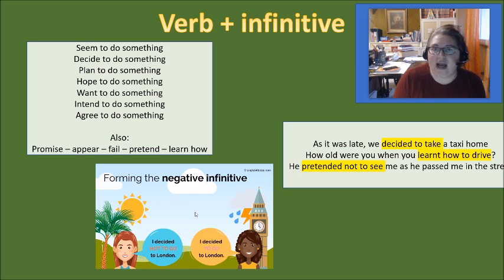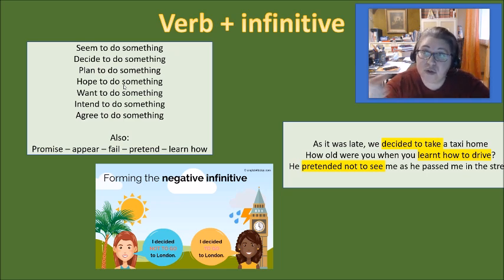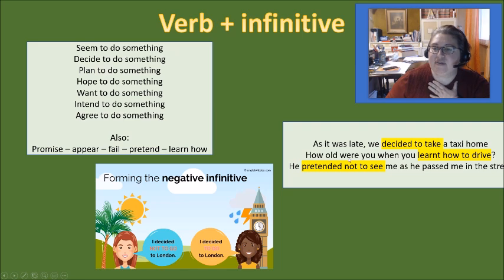And now let's have a look at the infinitive with to. Here are the most important. For example, seem to do something, decide to do something, plan or hope or want. We have already seen it. Want, I want you to do something. Intend to do something or agree to do something. Here we have some examples. As it was late, we decided to take a taxi home.